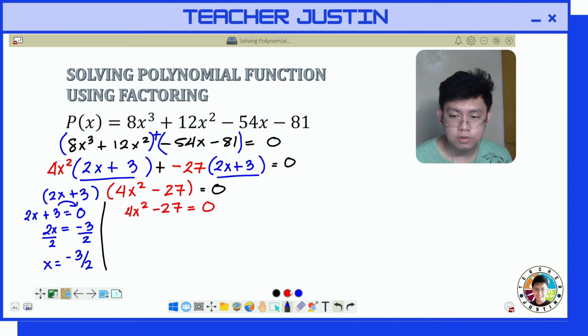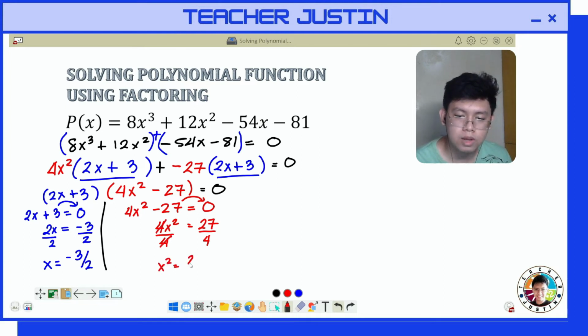Next, let's solve for the second equation. So let's transfer negative 27 to the other side, giving us positive 27. Okay, then let's divide both sides by 4. Dividing both sides by 4, we can cancel. We will have x squared is equal to 27 over 4.